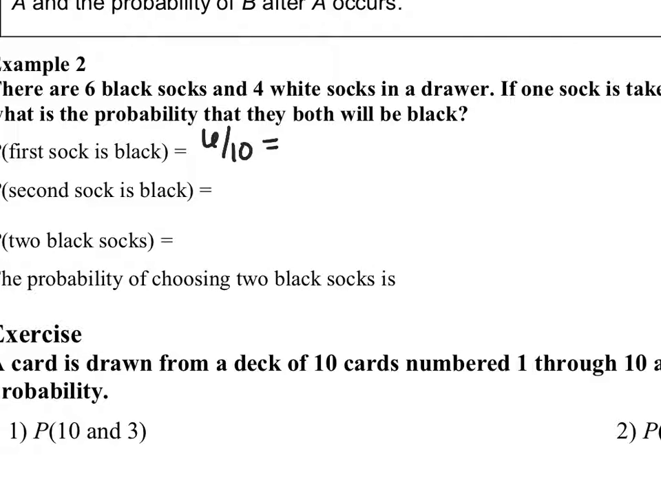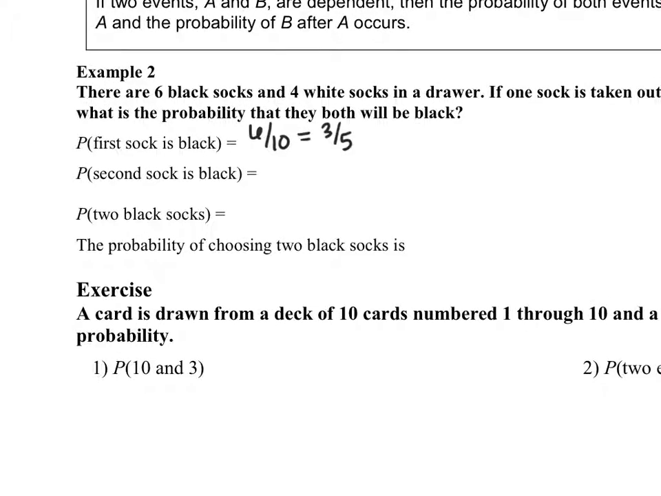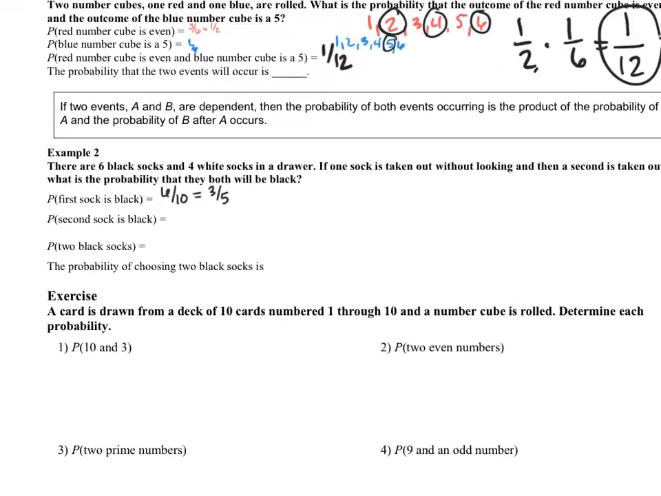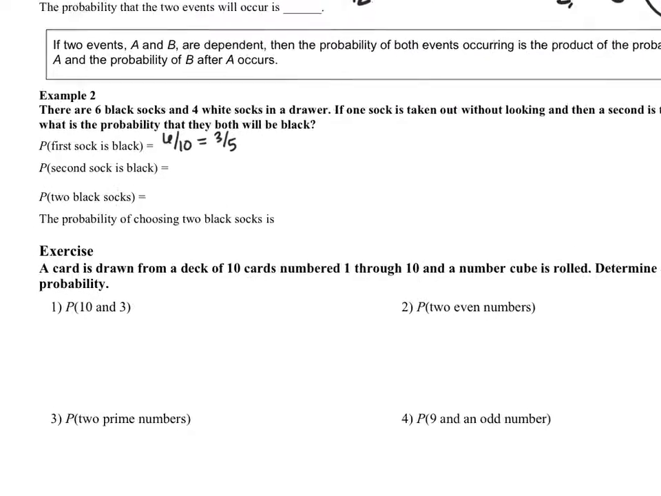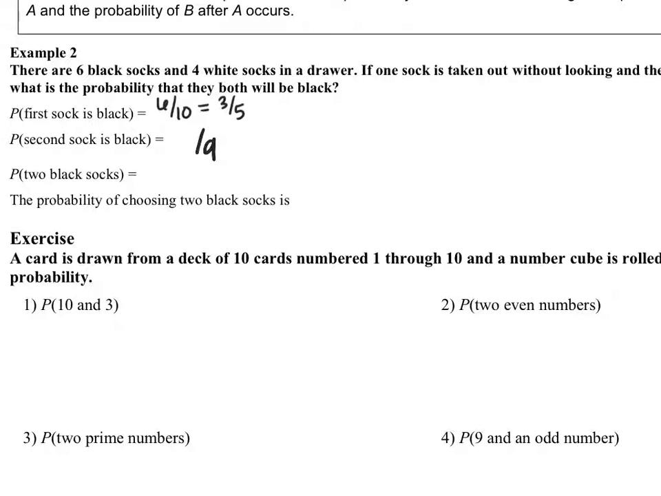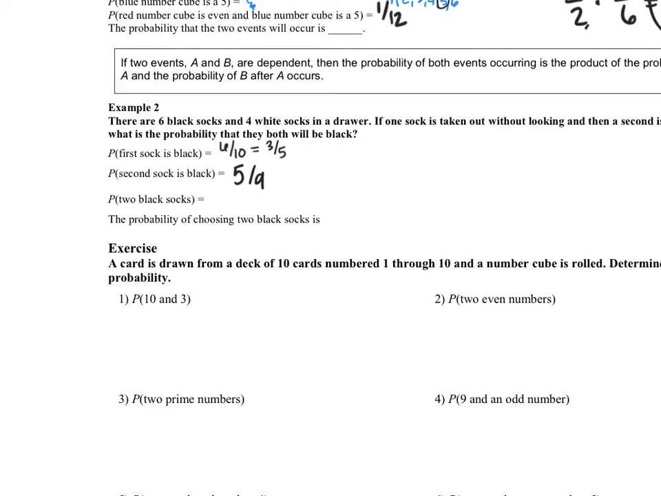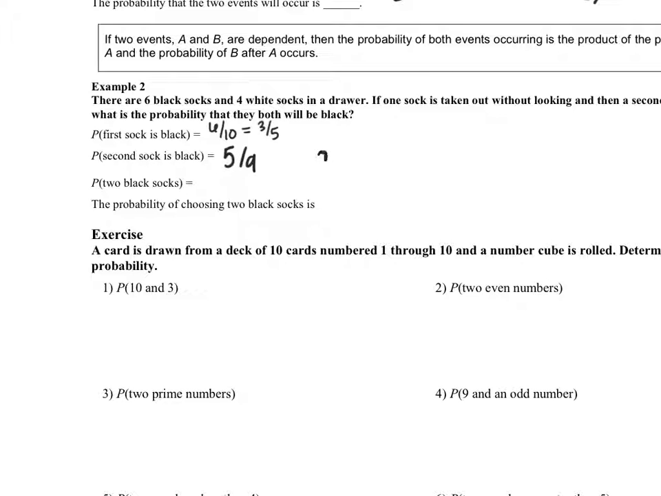Always reduce, this makes it simpler when you multiply too. So 3/5. Okay, if I take a sock out and do not replace it, how many socks do I have left? 9. I have 9. So if one sock is taken out without looking, and then the second is taken out, what is the probability? So we're out of 9 socks. If we took a black one the first time, how many are left? 5 out of 9, because there's 6 total, right? So we're looking at the probability of 2 black socks. We're saying 3/5 times 5/9.